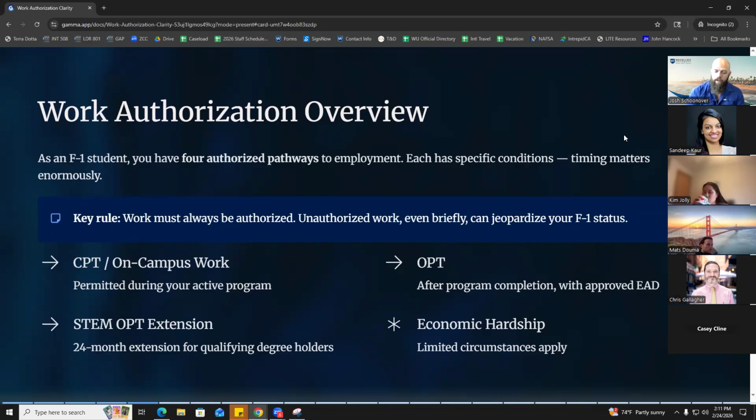If you think it may qualify for you, you can ask your DSO because they need to give you the I-20 recommendation for economic hardship, and then you need to apply with USCIS.